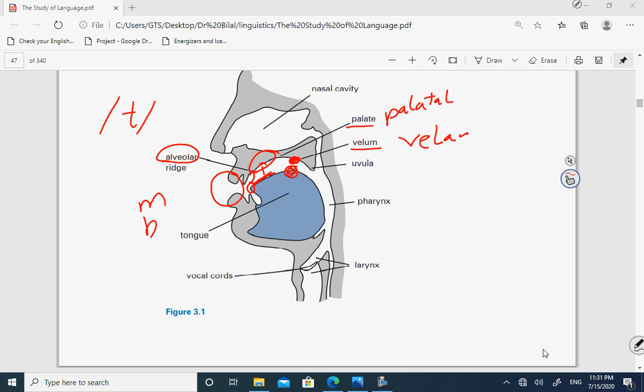If you use your pharynx to produce a sound, like in Arabic, it is known as pharyngeal. And if you use the vocal folds to produce a sound like the hamza, the glottal stop, it is known as glottal. So let's go into details about these terms.